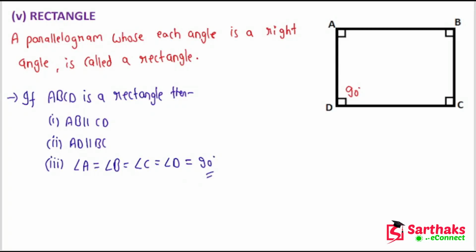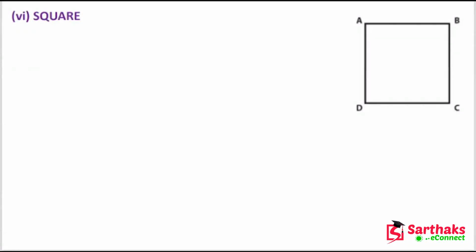So what is a rectangle again? A rectangle is a parallelogram whose each interior angle is equal to 90 degrees, right? Now you can clearly see this is a specific case of parallelogram itself. Now in case of rhombus we saw that all four sides were equal. So if the interior angle becomes 90 degrees, then it would become a square. Okay, so let us talk about square now.